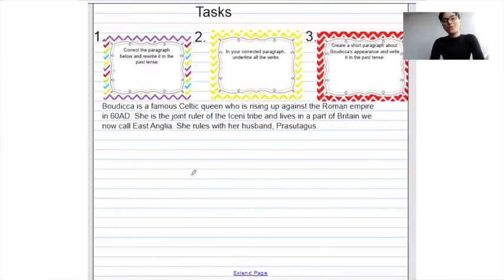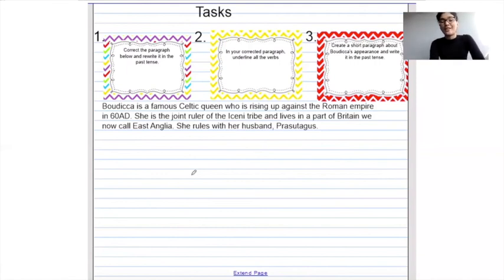Your tasks for today are as follows. Number 1, correct the paragraph below and rewrite it in the past tense. The paragraph is as follows. Boudica is a famous Celtic queen who is rising up against the Roman Empire in 60 AD. She is the joint ruler of the Iceni tribe and lives in a part of Britain we now call East Anglia. She rules with her husband, Prasutagus.